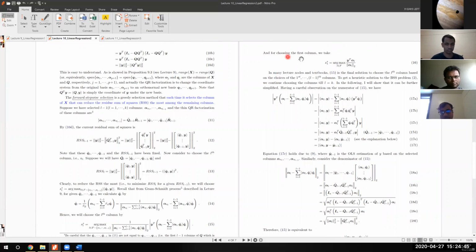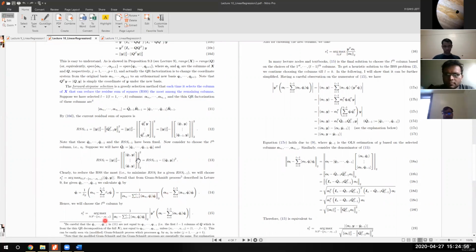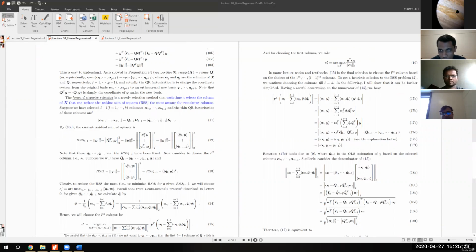For choosing the first column, for any L, because I haven't chosen anyone, I want to make this part the maximum. Of course, you don't have any Q here, you know what I mean? So simply, you can just delete the Q items here, and then you're going to get exactly the same formula as here. This is for S1, to choose the first column, okay? So in many textbooks or class notes, almost all of them stop here. That's it. And in the following, I'm going to show you that this one can be further simplified to make a more beautiful formula. Okay, let's see how to do it.